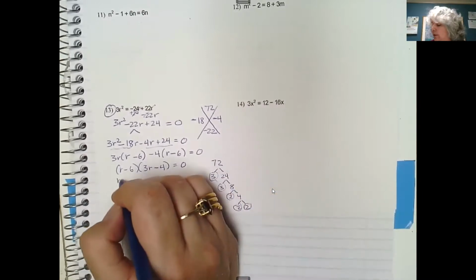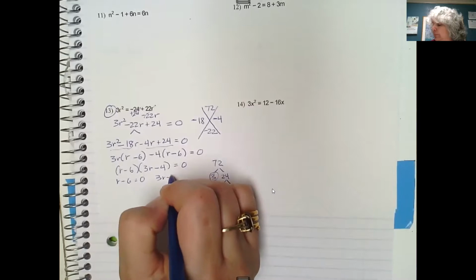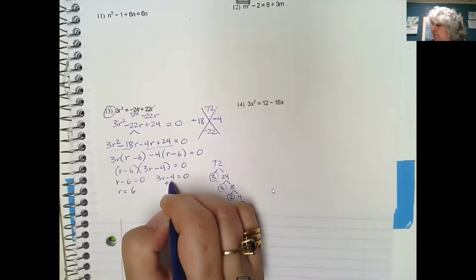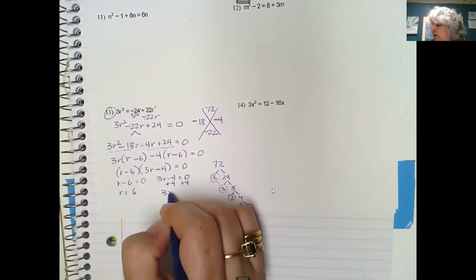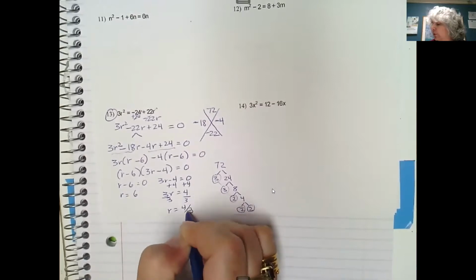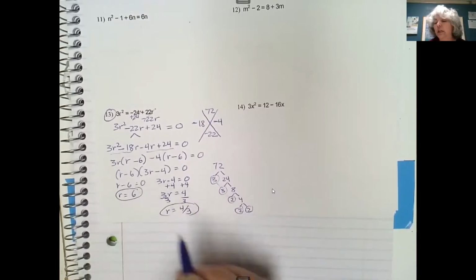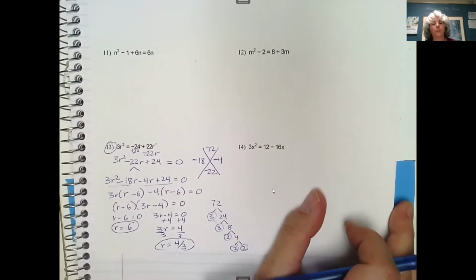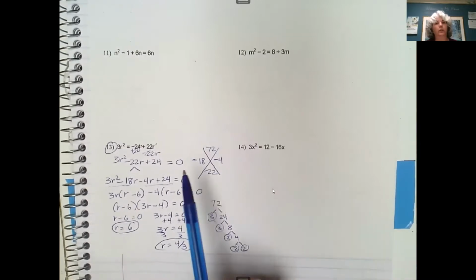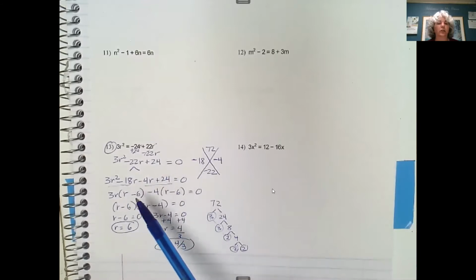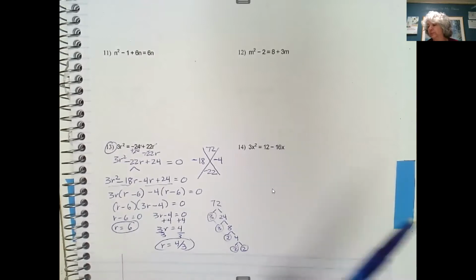Okay, so I set each one of these equal to 0. And I get r equals 6. And if I add 4, 3r equals 4, divide by 3, and I get r equals 4/3. So I'm going to circle my answers. I did provide you with answers, so you can check if you're right or wrong. But I also need to see the work. In order for you to get full credit, you need to show the factoring, and you need to show that you're setting each factor equal to 0 and solving the little equations.